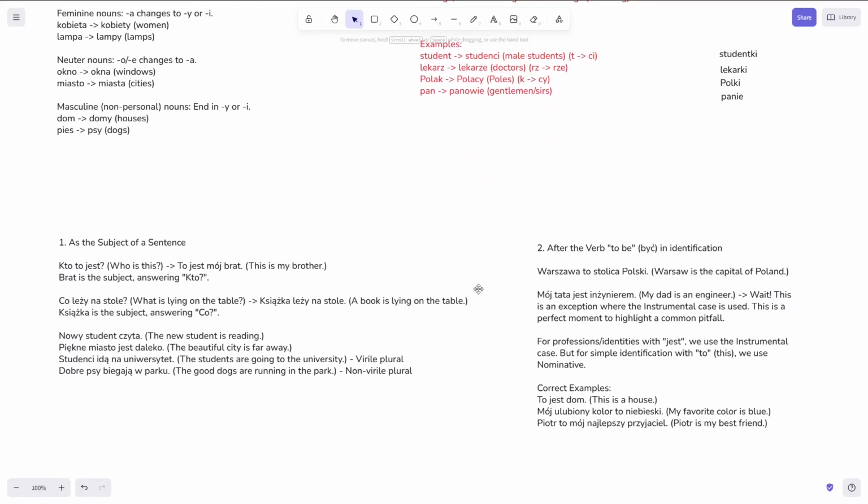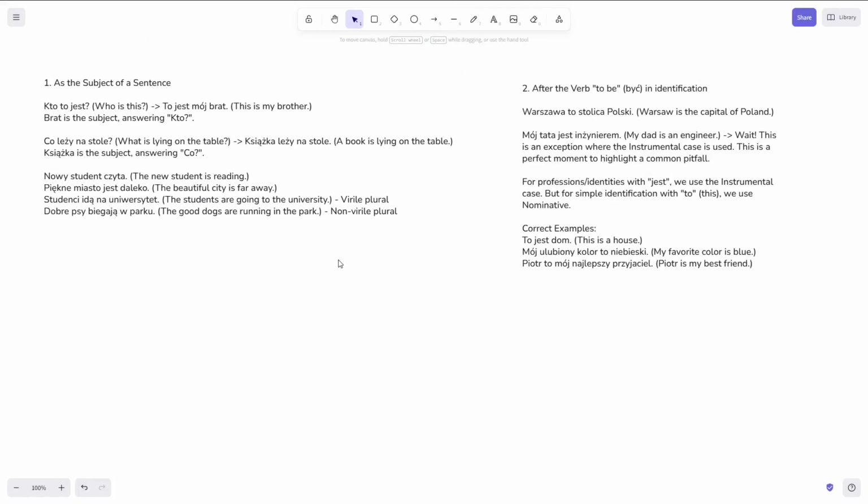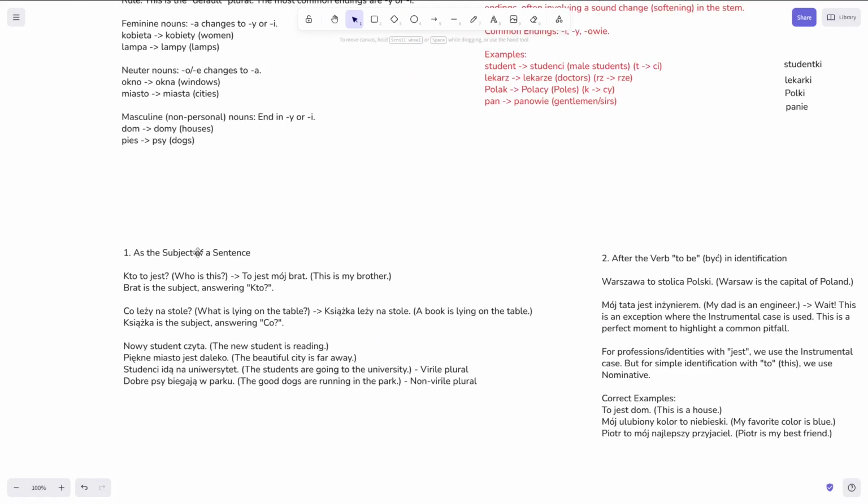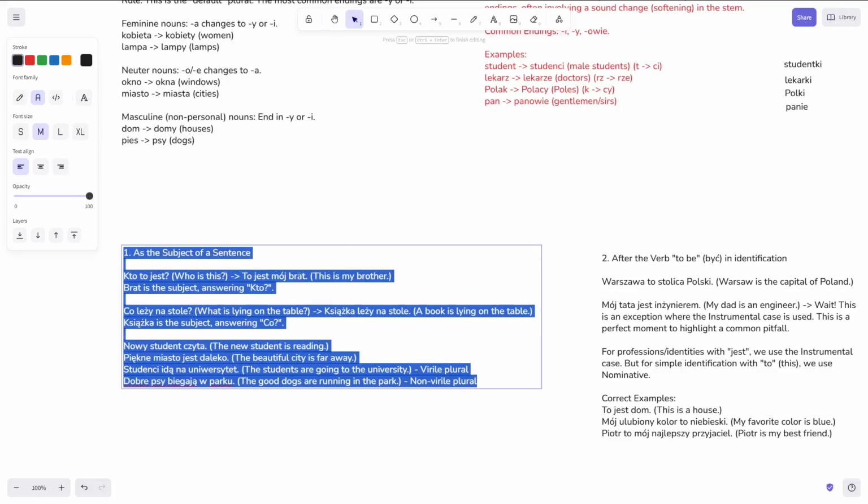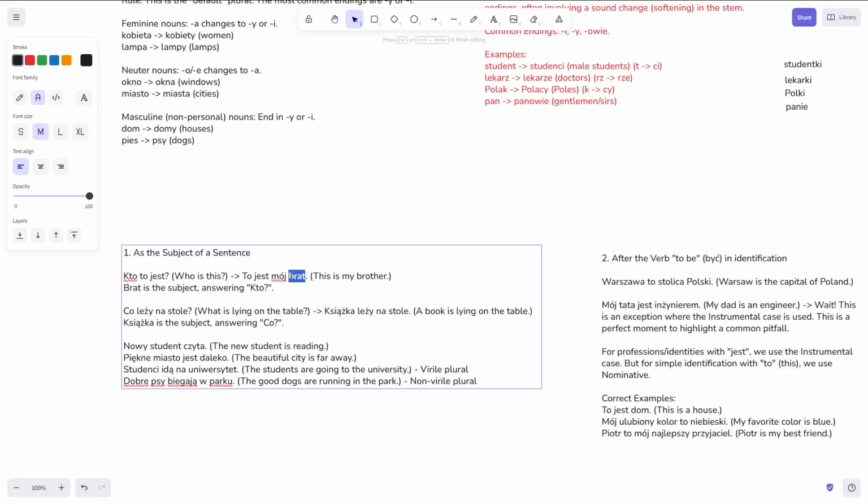So now, going back to the nominative case, the two primary roles are as the subject of a sentence, okay? So basically, who is it? This is my brother. To jest mój brat. So, this is a standard dictionary form of the word brother. Since brat is the subject, it answers kto.